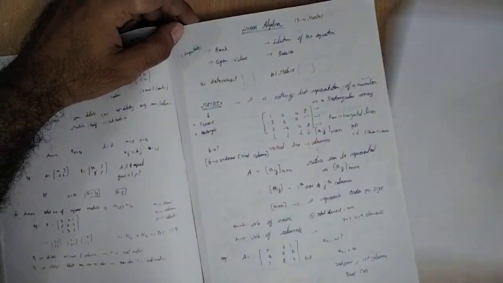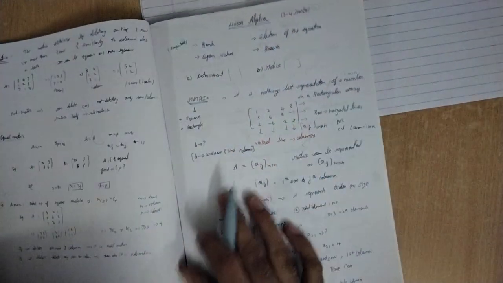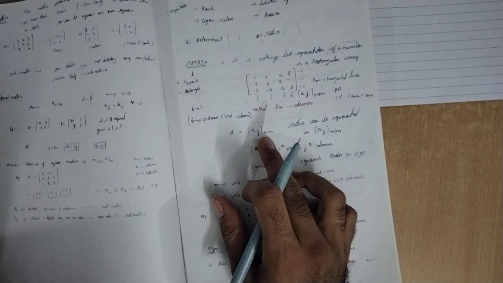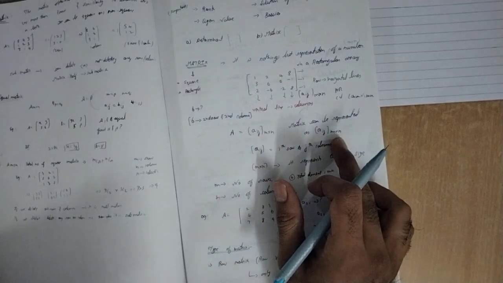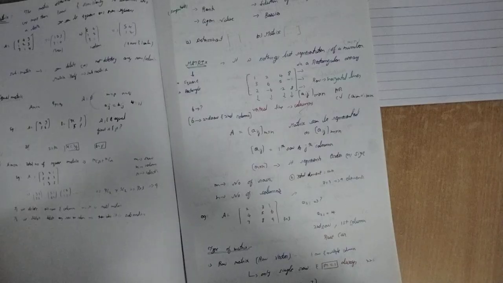So rank and solution of the equation, eigenvalues and basics. A matrix is nothing but a representation. This is row, this is column; vertical is column. So A equals Aij, m into n. A matrix can be written as m into n, with the ith row and jth column. Here m and n are the order and size.